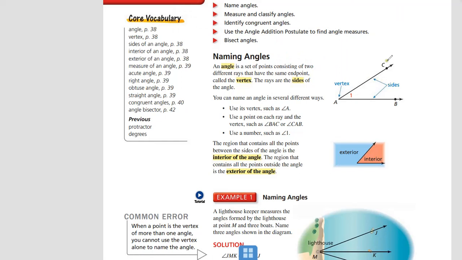Okay, we talked about naming angles. This angle right here, we could call it CAB or BAC. Either of those. Since there's no other angle with A as a vertex, you can just call it A. But also they have a little number here, you can call it 1. So there's 4 different names for this angle: CAB, BAC, angle 1, or angle A.